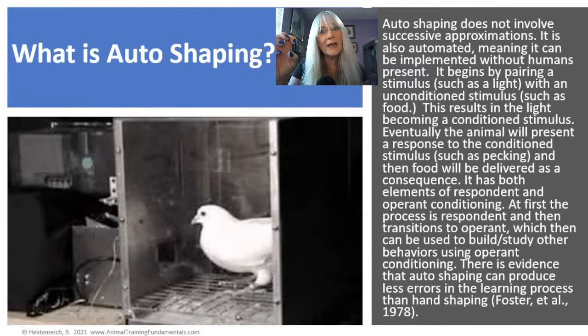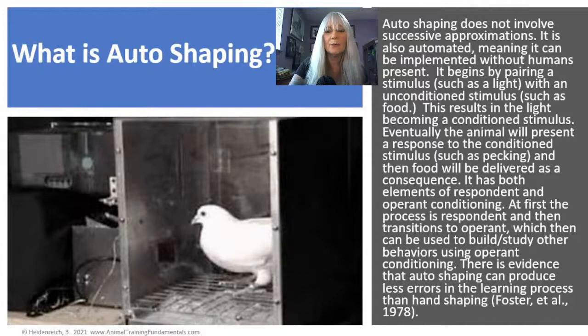And so they'll do that sort of orientation towards the light. And in that moment, when the consequence is delivered after that action, it transitions to operant. It's really this respondent conditioning that happens first, and then it transitions to operant. This is considered auto-shaping, and it can happen independent of any human being involved. It can be all automated with machinery in a chamber.